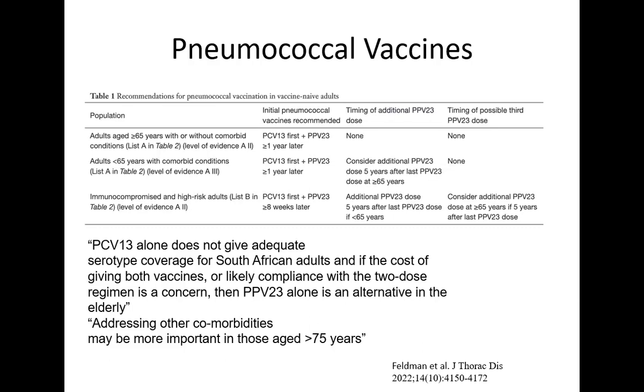PCV13 alone is not good enough because it hasn't got adequate serotype coverage in adults. So in South African adults, the serotypes don't match well to PCV13. So if you're going to just give one vaccine because you're worried about compliance or worried about cost, because PCV13 is costlier, just give Pneumovax 23, more bang for your buck.